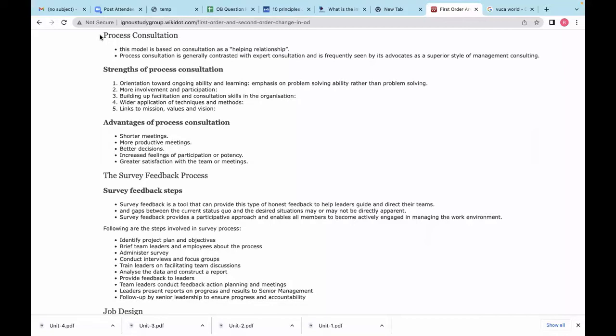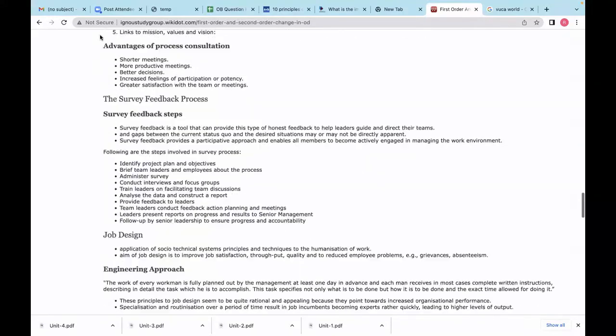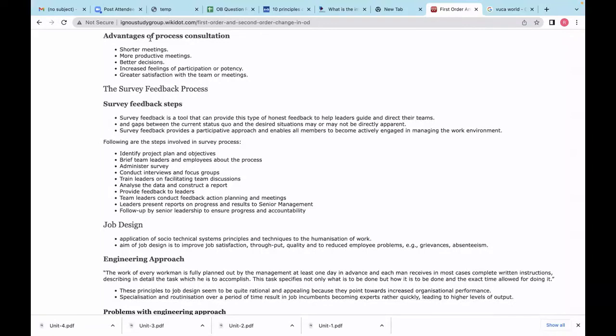Okay, and it all starts from mission, values, vision, etc. Everything is going to come into the picture. It is going to have shorter meetings, more productive meetings. You have a consultant who knows how to drive it, better decisions, increased feeling of participation, greater satisfaction with the team or meeting. So these are the advantages of it.